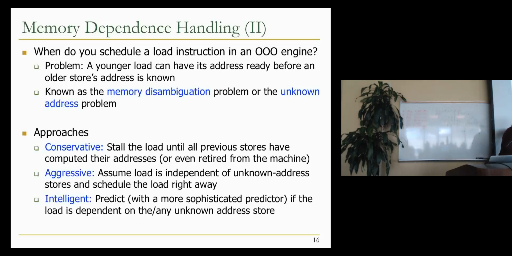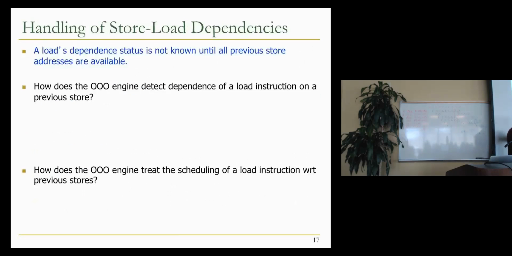But you can do a more sophisticated, finer prediction by keeping information about loads and stores and predict if the load is dependent on any unknown address store. And maybe you can even predict which unknown address store it will be dependent on. This was employed in Alpha, for example. Alpha 21364, which didn't see the light of day. But you can actually link the stores and loads using this prediction mechanism.